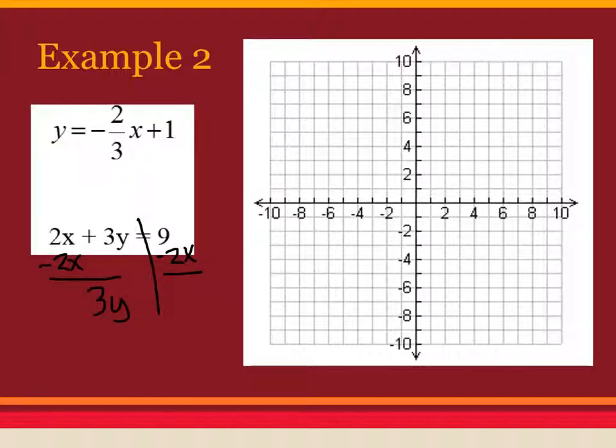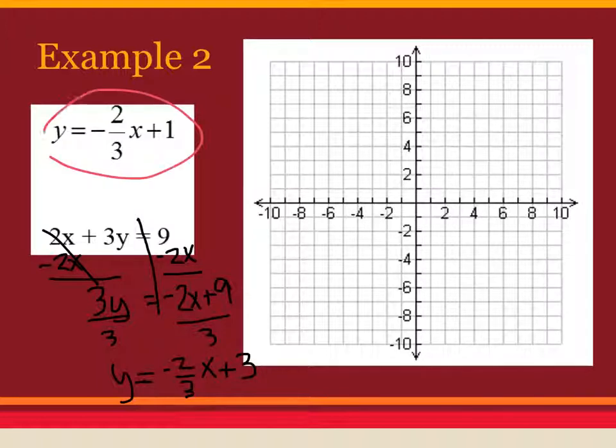We get 3y equals negative 2x plus 9. We cannot combine those. They're not like terms. And then we divide everything by 3. So we get y equals, well, negative 2x divided by 3 is negative 2/3 x, and 9 divided by 3 is 3. So our two equations are y equals negative 2/3 x plus 1. That's our first equation. Our second equation is y equals negative 2/3 x plus 3.